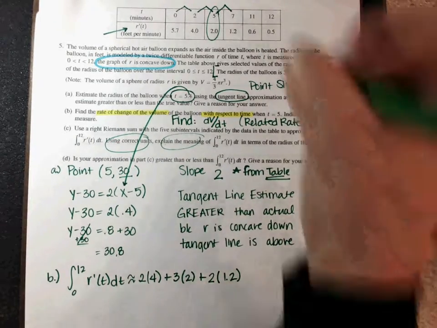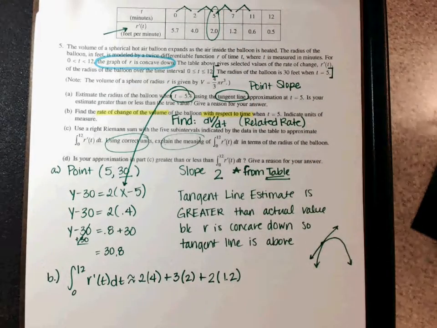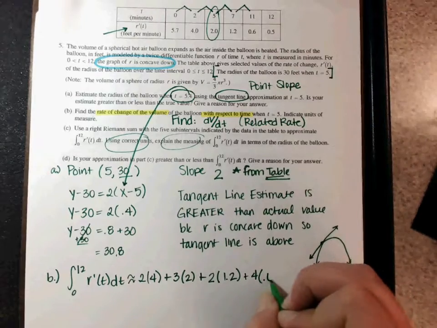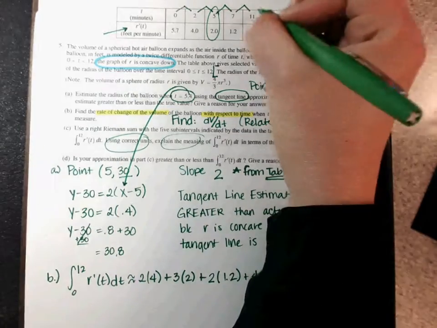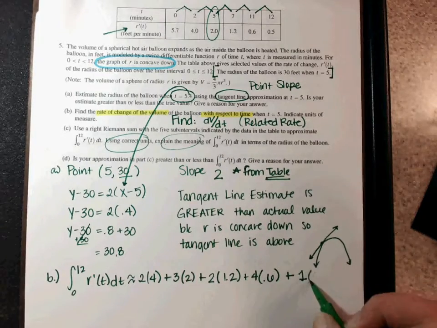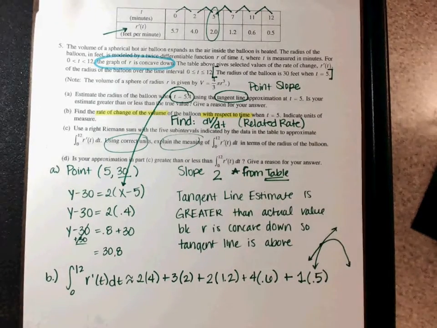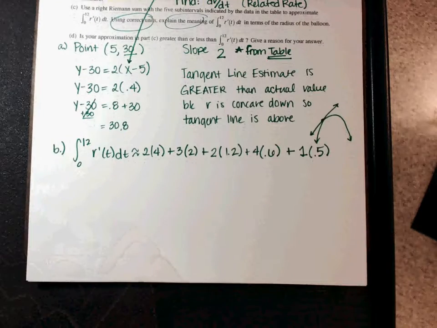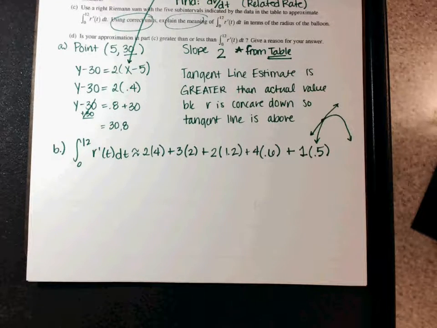1.2. From 7 to 11, how wide is that? 4. And then what is my right side? 0.6. Last one, from 11 to 12, how wide is it? 1. What is my right y value? 0.5. Okay, then when you look at your crop here, you should see that the only number I never used is the first one. That's correct.